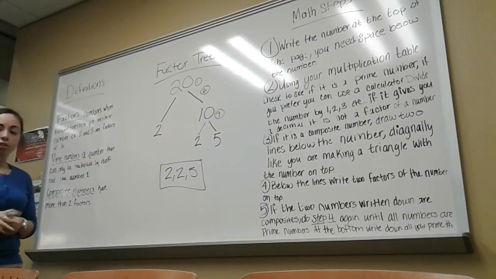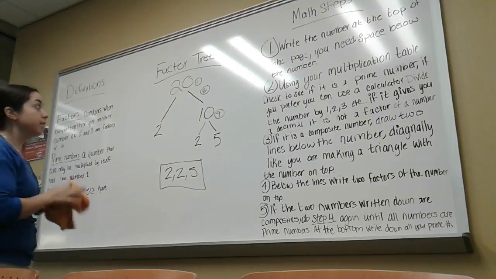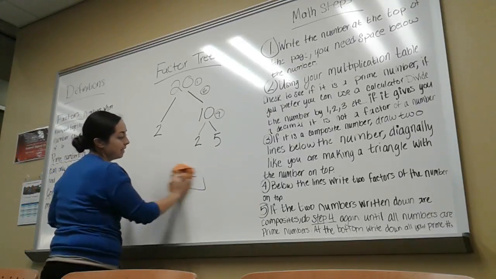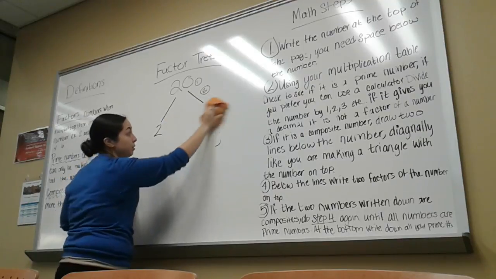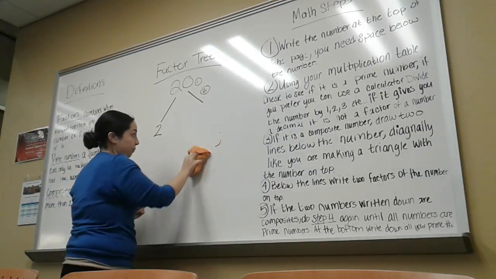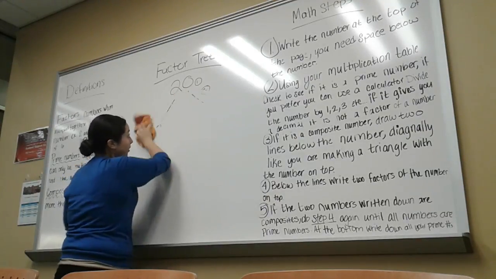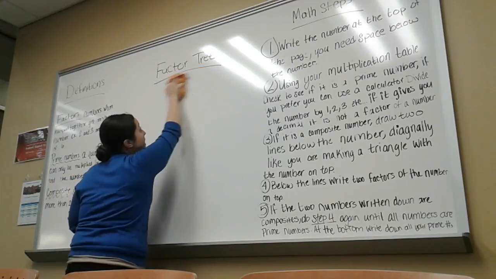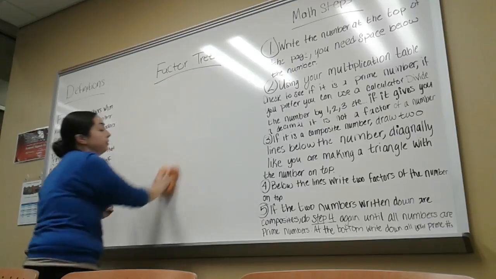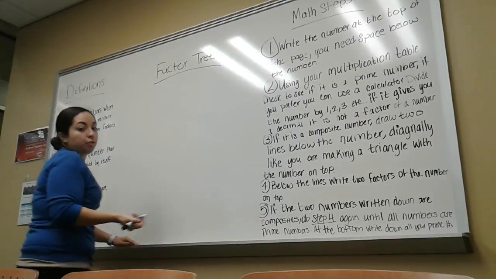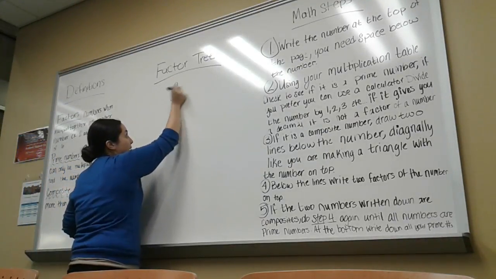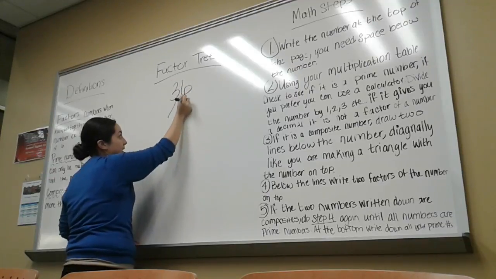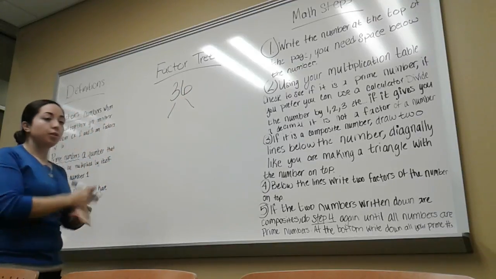Okay, we're going to go over a couple more examples. Make sure you're writing this down in your journal so that when you have to do your own, you can use these to see exactly how Miss Muniz did it. For our next example, we have the number 36. Go ahead and choose.